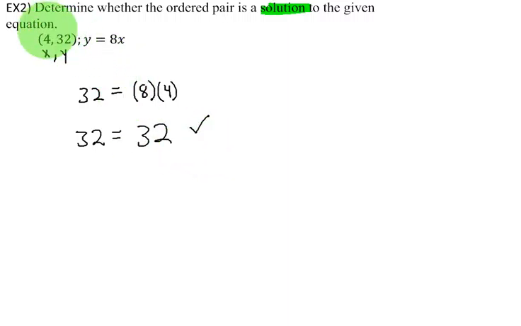Therefore, yes, the ordered pair 4 and 32 is a solution to this function. Cool stuff. I'll see you in another video.